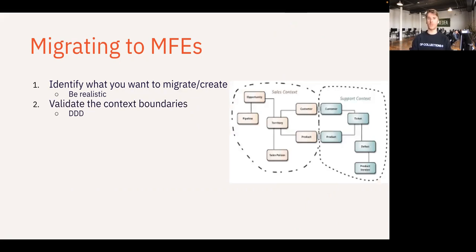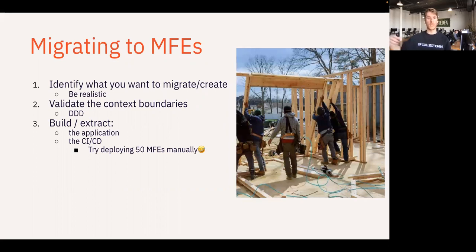Then you probably want to validate the context boundaries between your applications. You don't want to increase the technical debt that you have. And one way to verify the boundaries of your applications is something called domain-driven design. It's out of scope for this conversation, but that's one tool that you can use to validate those context boundaries. The idea is to have very lean interfaces between applications. So after you've validated, you've identified, you would build either the application or you would migrate your existing application.